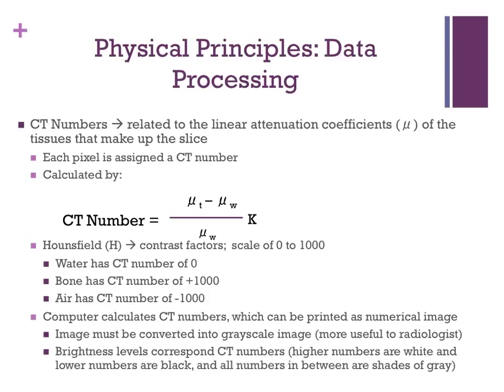The computer calculates the CT numbers, which can be printed as a numerical image, and the image must be converted into grayscale image, which is more useful to the radiologist. The brightness levels correspond to CT numbers, so the higher numbers are white and the lower numbers are black, and all numbers in between are shades of gray.